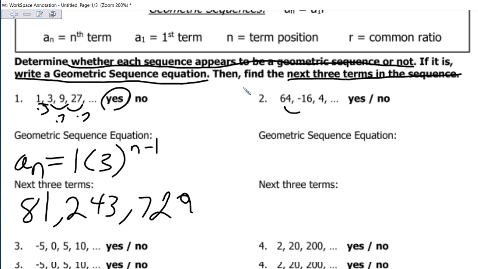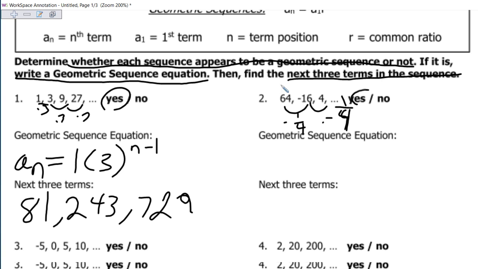Now, 64 to 16. Some of y'all are thinking, that doesn't work. That's not multiplying by something. That's dividing. Mr. Houston, that's dividing. We don't have to do that. Yes, we do. We're simply multiplying by a fraction. We're multiplying by negative 1/4. And then we multiply by negative 1/4 again. So yes, this is a geometric sequence. We're multiplying by the same thing every time.